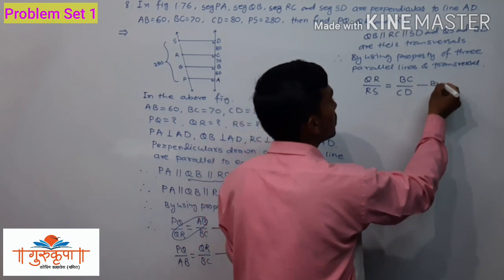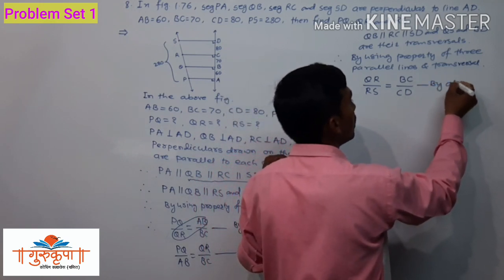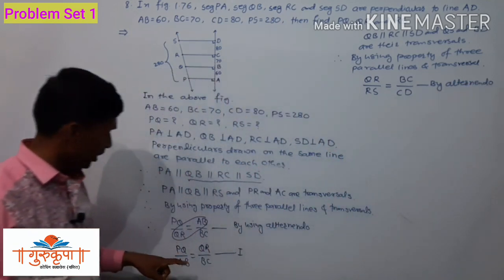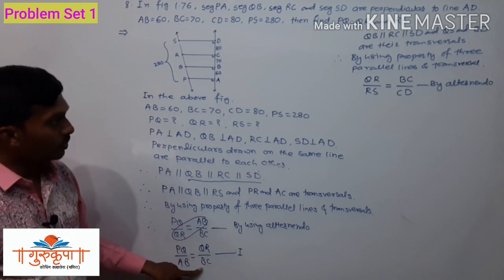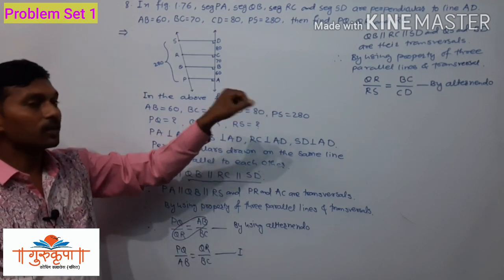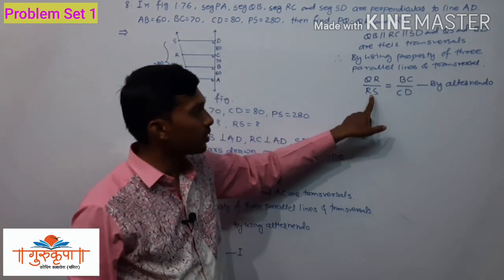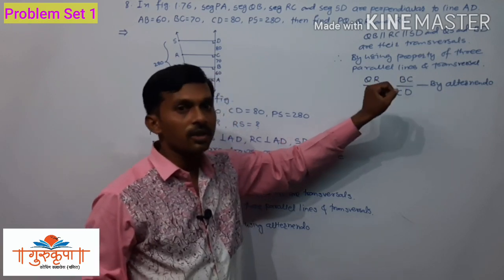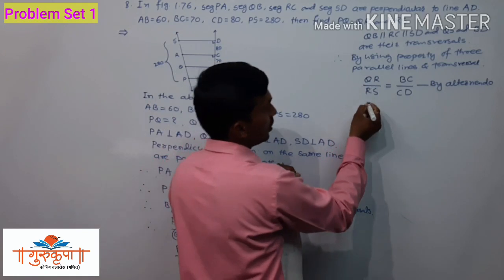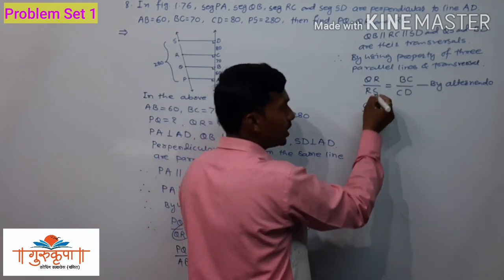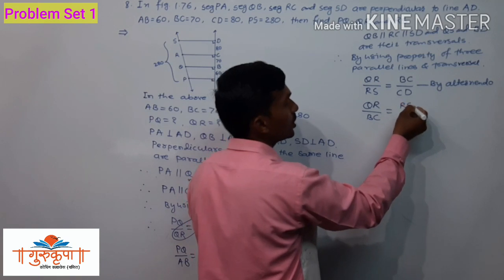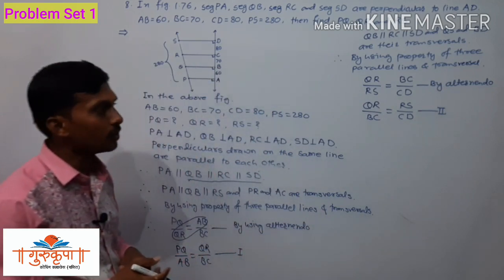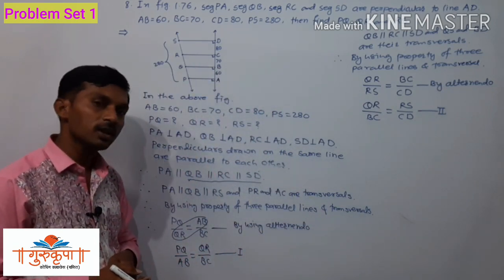Now again we have to use the property of alternando. Here we have PQ upon AB is equal to QR upon BC. So how will we get QR upon BC? If we put BC in place of RS and RS in place of BC, by using alternando we can make that change. So here QR upon BC is equal to RS upon CD, that is equation 2.